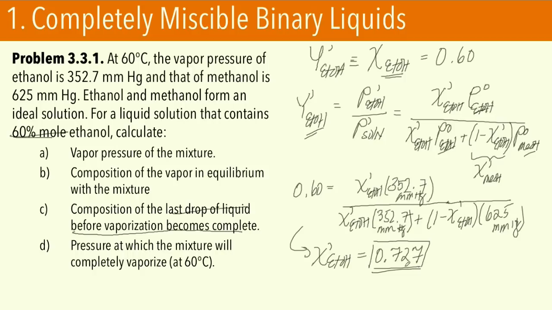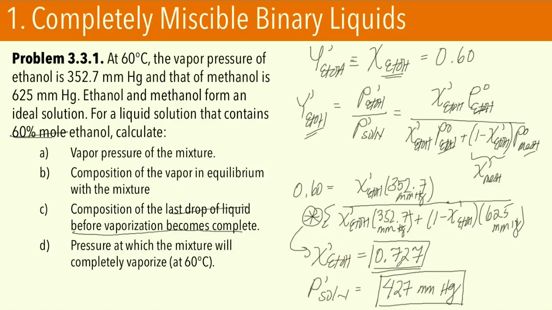How about for our last item, the pressure at which the mixture will completely vaporize? This question is pretty much just asking for this value over here: the mole fraction of ethanol in the last drop of liquid times its corresponding pure vapor pressure plus the mole fraction of methanol in the last drop of liquid times its corresponding vapor pressure. We're pretty much solving for a pre-prime solution. This is equal to 427 millimeters mercury.